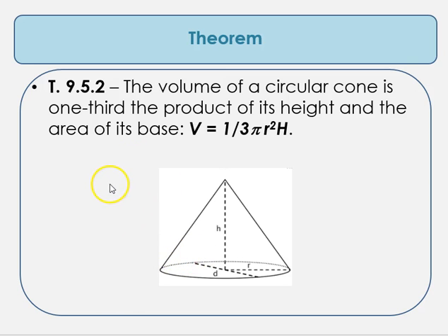Theorem 9.5.2. The volume of a circular cone is 1/3 the product of its height and the area of its base. So what we've done, just like we had done previously between prisms and cylinders, we now can substitute the circular base into our formula for the big B of the base, and we have 1/3 base times height, or 1/3 pi r squared times the height.